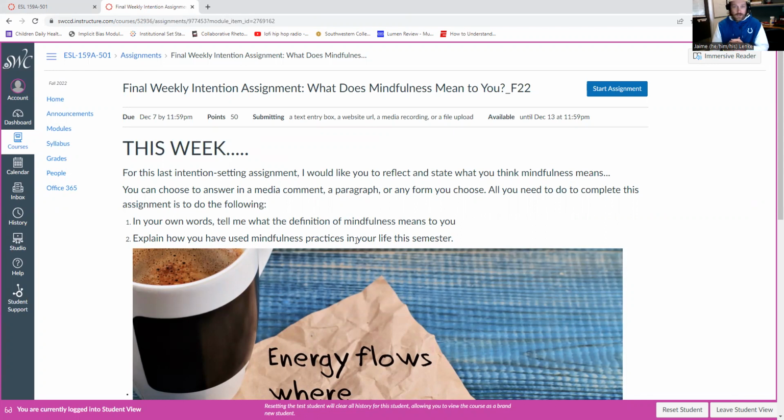This can be a compound, complex sentence, right? You could say, to me, mindfulness means A, B, C, and how I have used mindful practices for my learning this semester is X, Y, Z. Or you can give me a paragraph about what you've learned, or a media recording that answers these questions, or something more creative if you want to think of that. All I'm looking for here is to see how you have become more mindful this semester and what that means to you as a learner. That's one of the objectives of the class, to be more mindful and more intentional with our learning, and that's something we want to track and reflect upon for the rest of the semester.